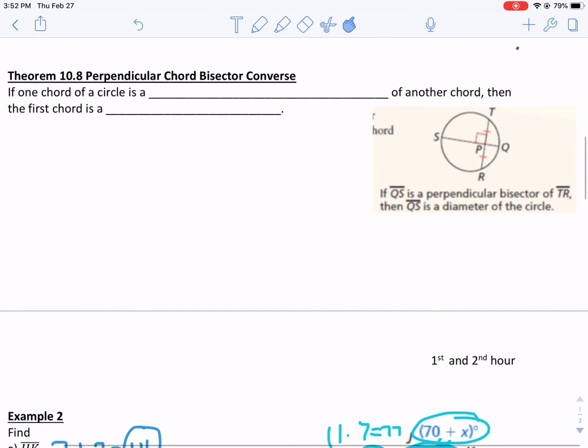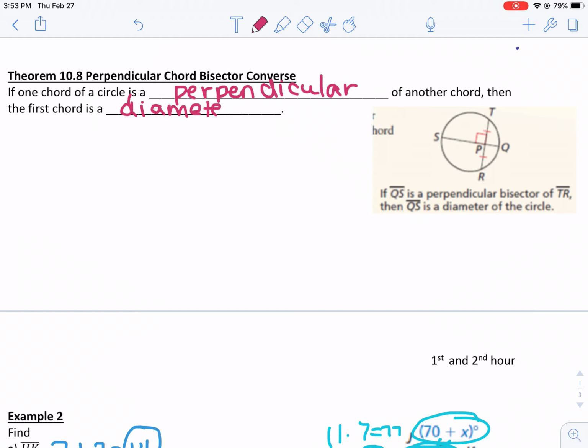So now we're going to go back up here to this one. And this is actually just the converse to what we just talked about. And we're not going to do a lot with this. But it says if one chord of a circle is perpendicular to another chord, then the first chord has to be a diameter.